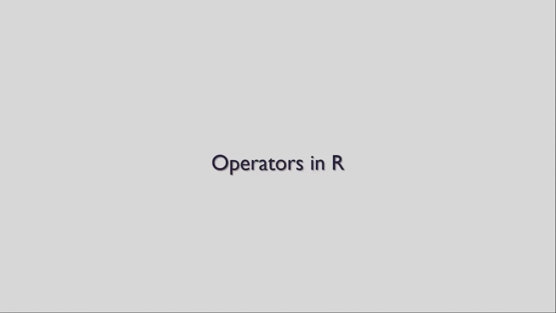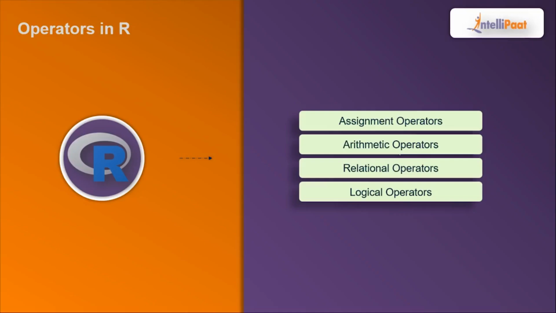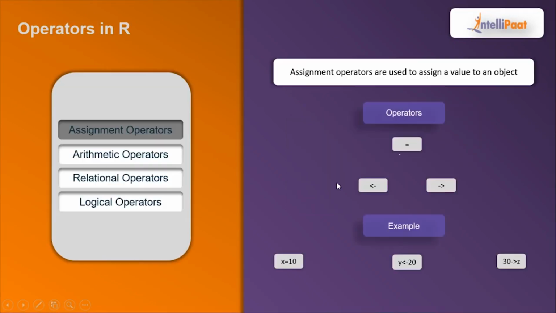Now let's have a look at the different operators which are available in R. These operators basically help us to perform some sort of mathematical or logical operations on top of our variables. So basically we have these four operators in general: assignment operators, arithmetic operators, relational operators, and logical operators. Let's start off with the assignment operators.